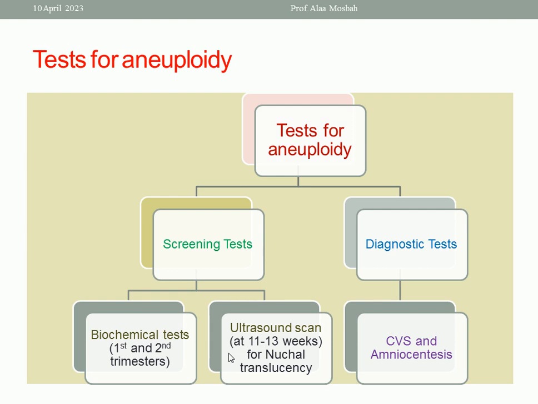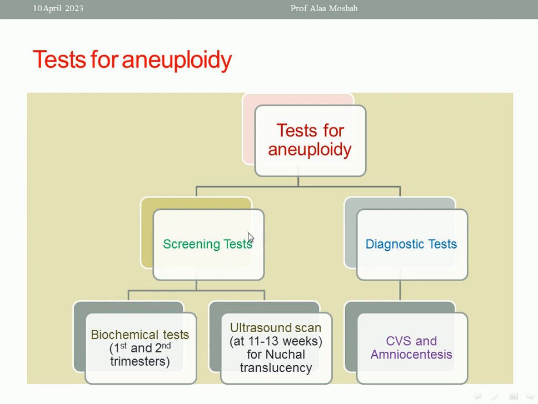If it is more than 3.5 millimeter, we consider it positive. Okay, so also we can search for nasal bone in case of Down syndrome. Absent nasal bone is also suggesting Down syndrome. Increased nuchal translucency is also suggesting Down syndrome or other aneuploidy.